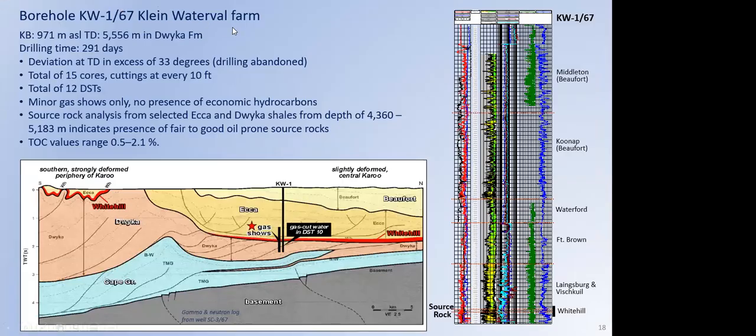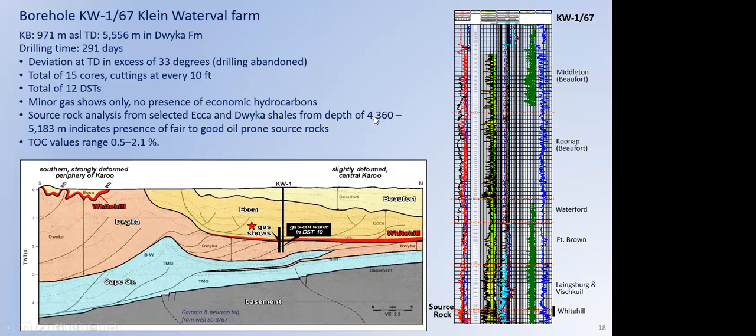The Klein Waterval, which is southeast of Laingsburg, went down to 5.5 kilometers. It stopped in the Dwyka. Lesser activity on shows, so no DSTs, but a good confirmation of the White Hill source rock down there. And again, the schematic gives a good indication of where the White Hill sits in relation to the lower Eccca. We do encroach the Cape Fold Belt with additional deformation, which I'll show you just now.